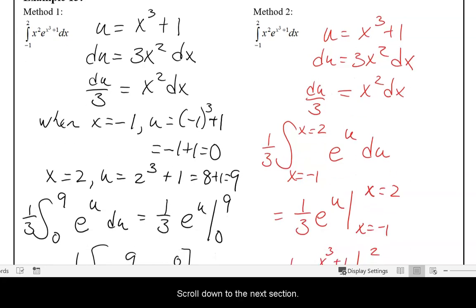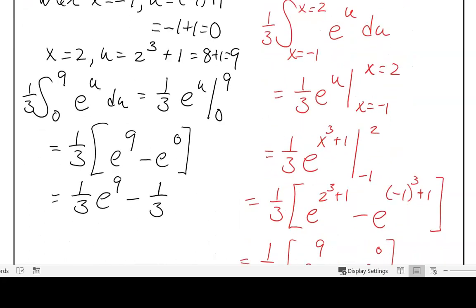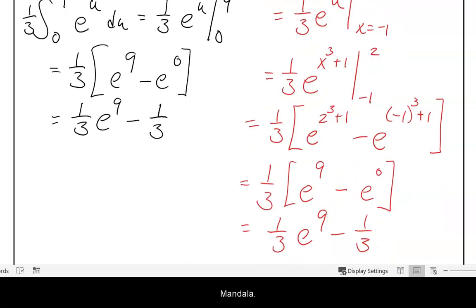Let's scroll down to the next section. And the last.